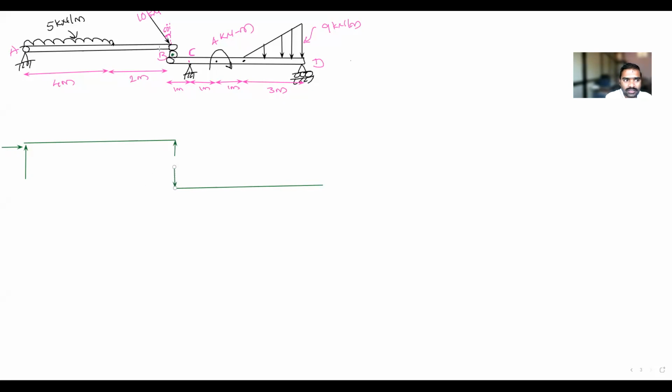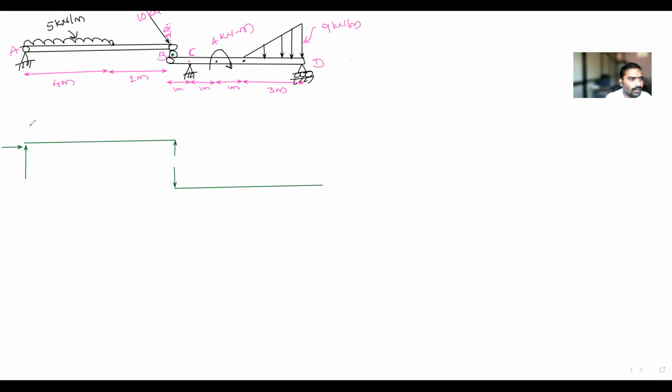Because AB and BD are joined here, the reaction which is developed at this point will act on the AB beam as well as the BD beam. It's like in your cylinder, the sphere का problem था ना? इधर एक स्फीयर था, इधर contact surface है तो इसको भी रहता है, इसको भी रहता है. So in the same way there is a reaction RB which is acting upward for the AB beam and acting downward for the BD beam. Is it clear everyone? Yes.